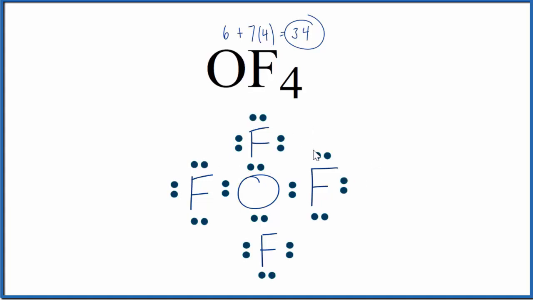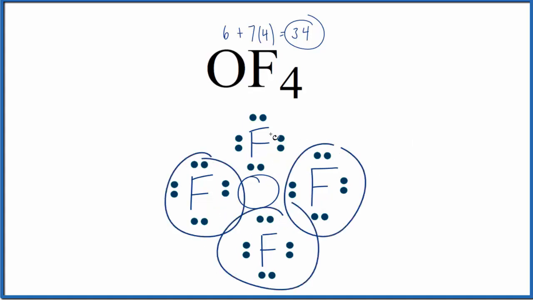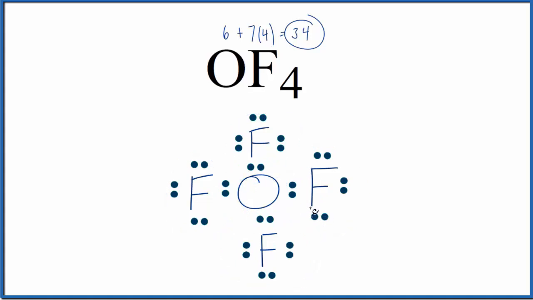So at this point, we've used 32 valence electrons. 8, 8, 8, and 8. 8 times 4, 32. So we have our 32 valence electrons. Oxygen has an octet. It has those 8 valence electrons, and each fluorine has an octet as well. Oxygen and fluorine can only have 8 valence electrons. They can't have an expanded octet like some of the elements in period 3 and beyond.